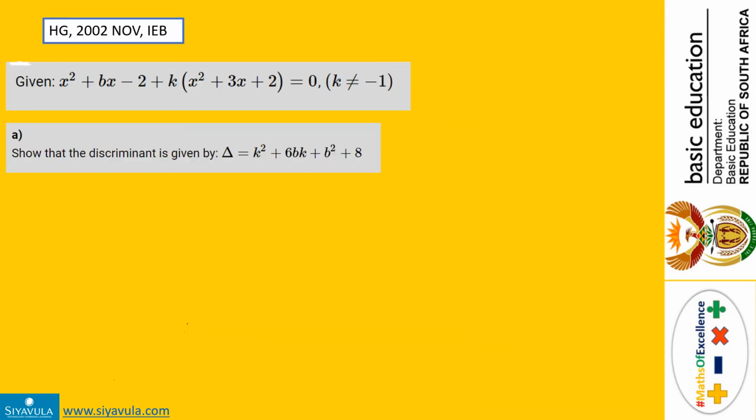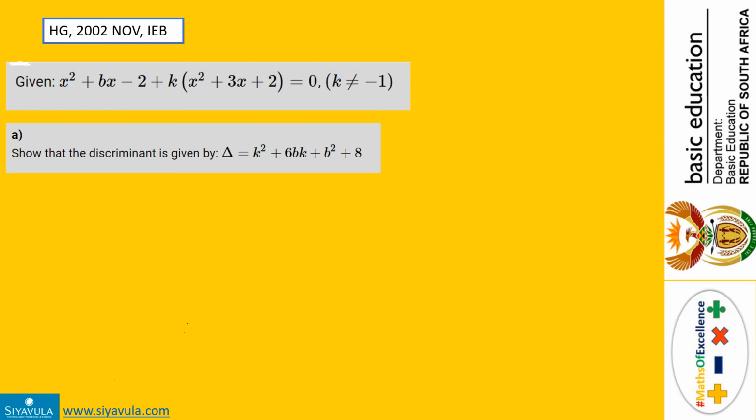Okay, great stuff. We are still continuing with nature of the roots, and right now I just want us to focus on a Higher Grade 2002 November IEB question. As you can see down on the slides, we got this from Siyavula. You can visit their site www.siyavula.com.